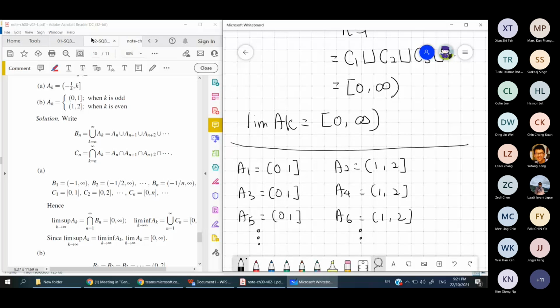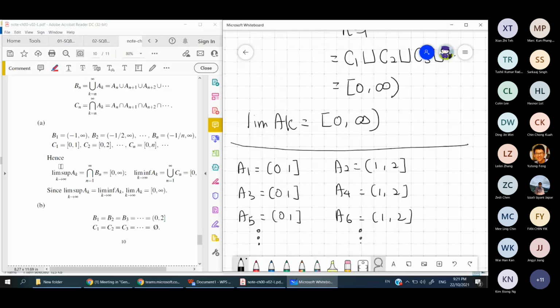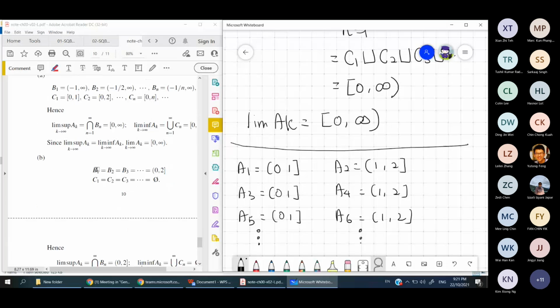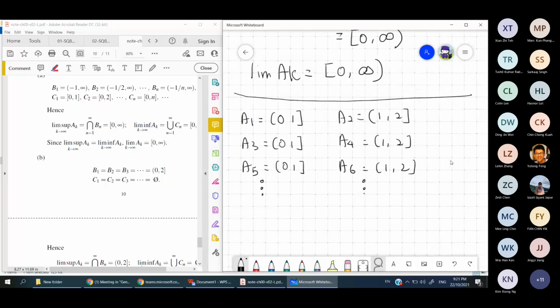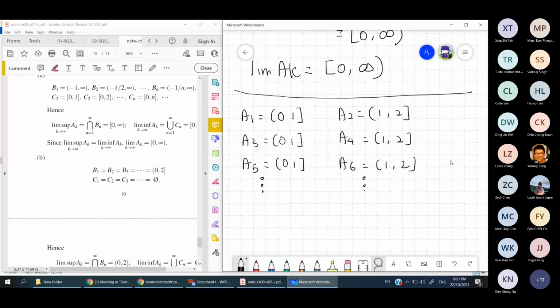Okay, so for this one, you just use a similar method. You can see B1 equals B2 and so on, all equal to 0 to 2. You can verify it yourself. What you can do is take the union of all of these, you get B1, and so on. And then you can see C1, all the C are the empty set. Just to demonstrate this, for example.